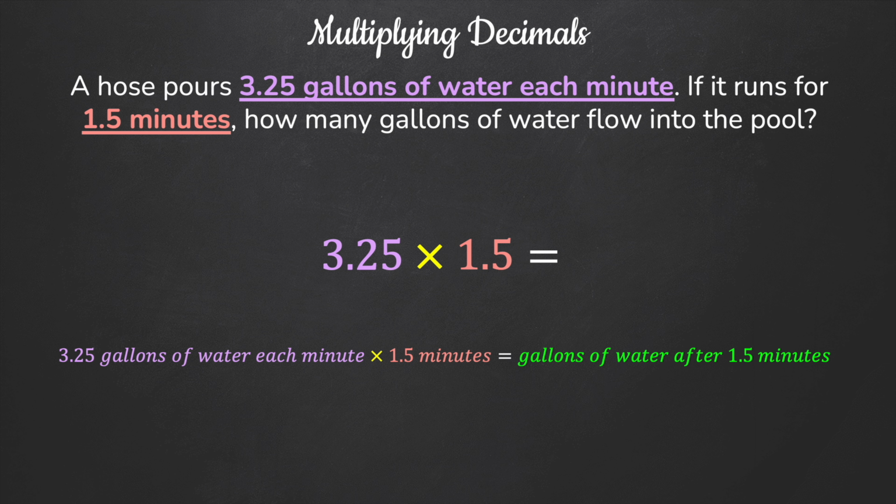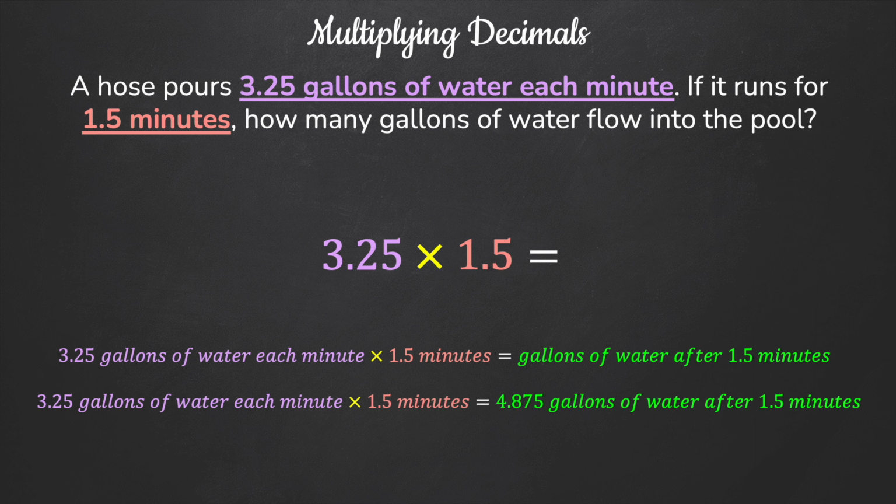So if we have 3.25 gallons of water each minute, and we have that running for a minute and a half, in total we're going to have 4.875 gallons of water. And that's it.